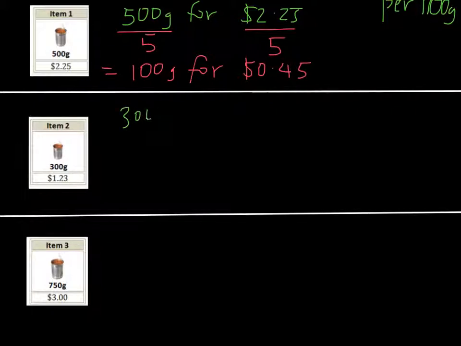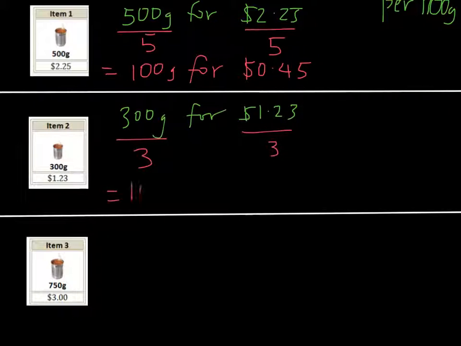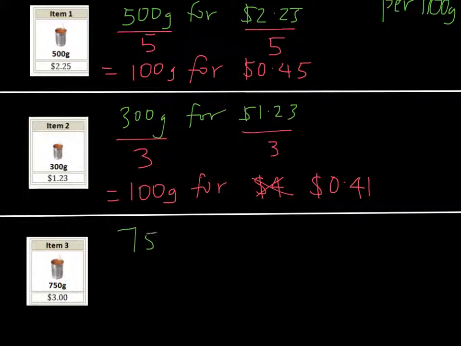We have 300 grams for $1.23. To get 300 grams to per 100 grams, we divide that by 3. So let's divide the price by 3 as well. Therefore, 100 grams of the item is going to cost us $1.23 divided by 3, which is going to be equal to 41 cents. Last but not least, we have 750 grams for $3.